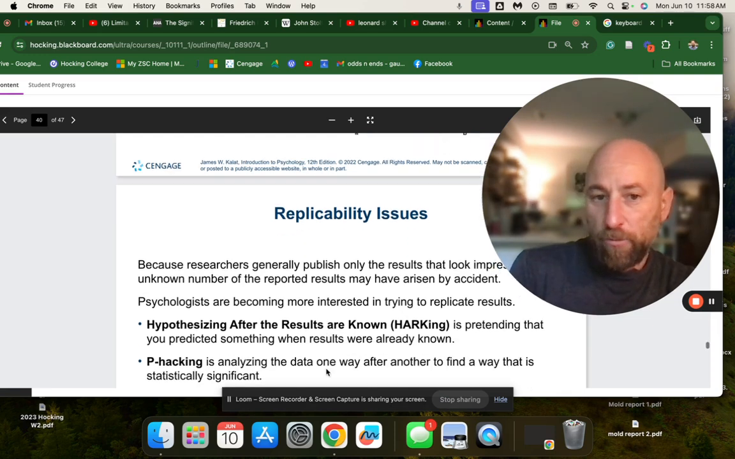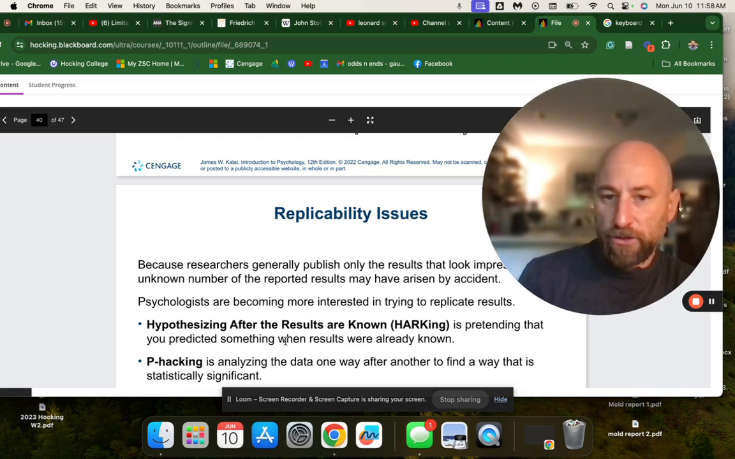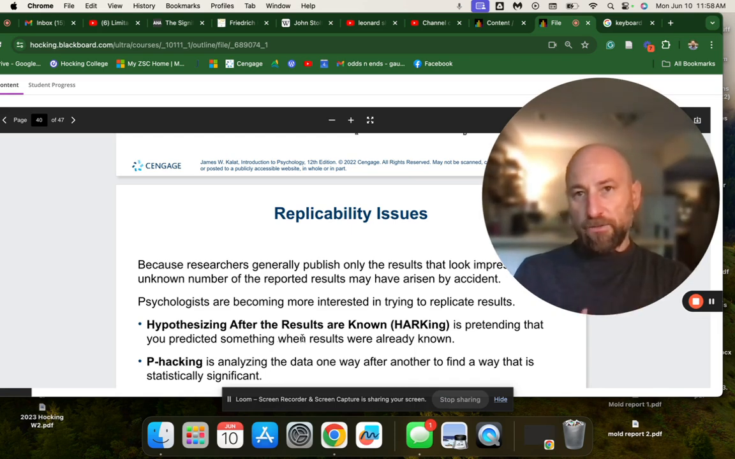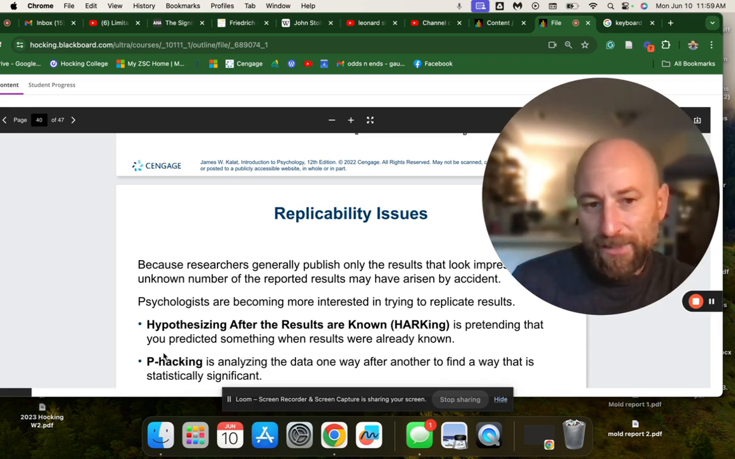Psychologists are becoming more interested in trying to replicate results. HARKing is called hypothesizing after results are known, pretending you predicted something when results are already known. So you have a hypothesis, you collect data. Technically, you're not supposed to use that data for anything other than your original hypothesis. Also sometimes called p-hacking or data mining. Otherwise, you're just digging through data trying to find a random connection. And if you start looking for random connections, you can probably find some. P-hacking is analyzing the data one way after another to find a way that is statistically significant.